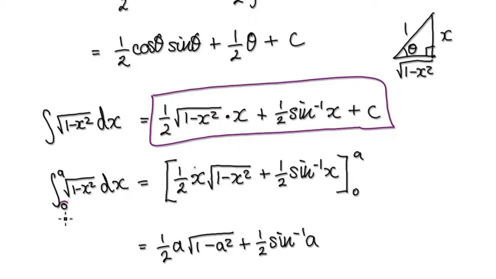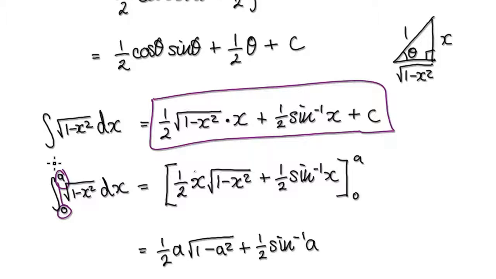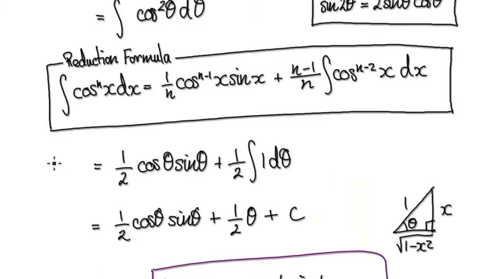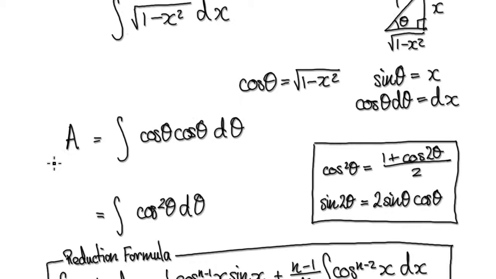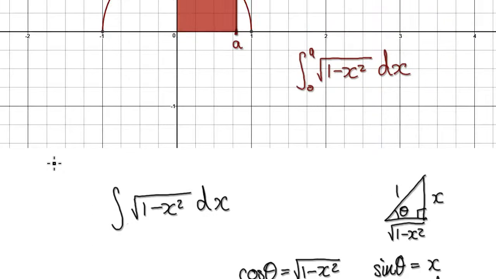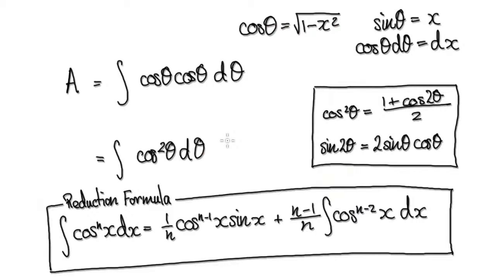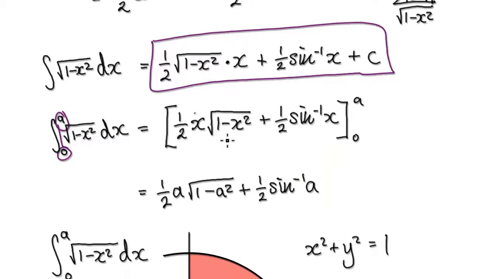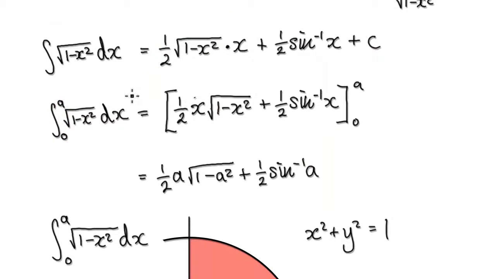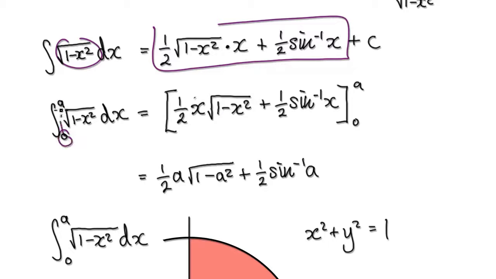But we want it from 0 to a, because that will then give us this whole area. Okay, so hang on, let me just jump down here. We are currently at the point where, when you integrate this, it will then give you this. But we want it from 0 to a.